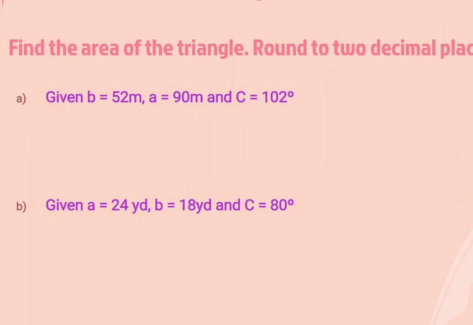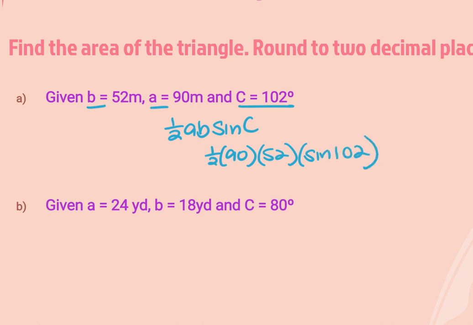So I'm given B, A, and C, one of each letter, 2 sides, and the angle. So I just do 1/2 A, B, sine of angle C. 1/2, A is 90, B is 52, and the sine of angle C, which is 120. And then let the calculator do the work. Like 0.5 or 1/2 times 90 times 52 times the sine of 102. And you get 2288.87. It's 865, so it'd be 87. And it would be meters squared because it's area.